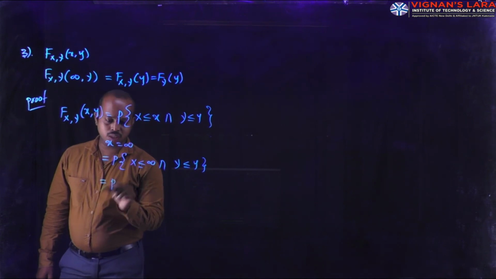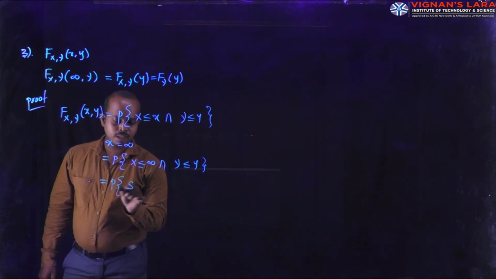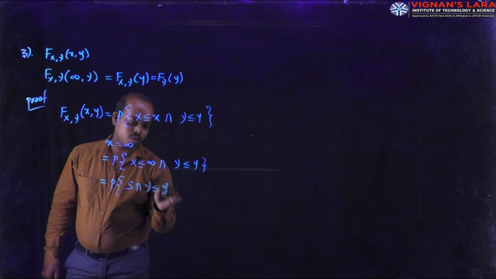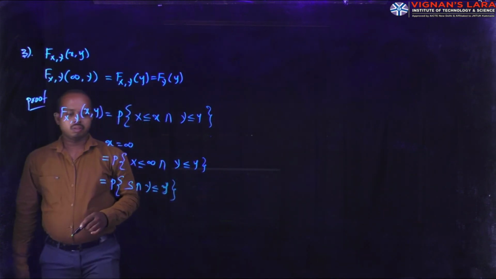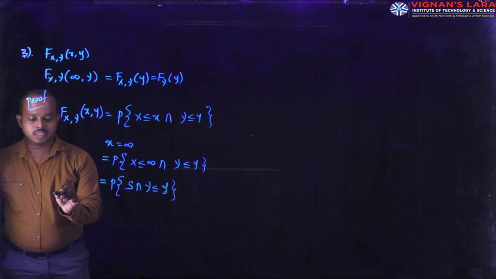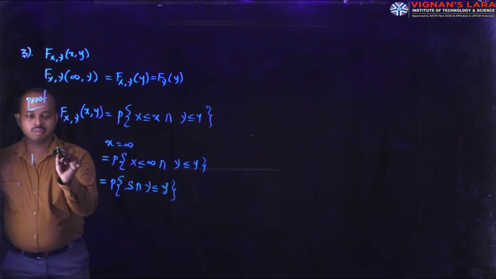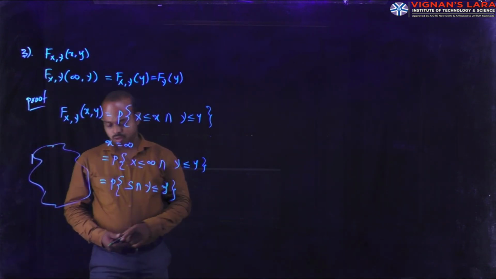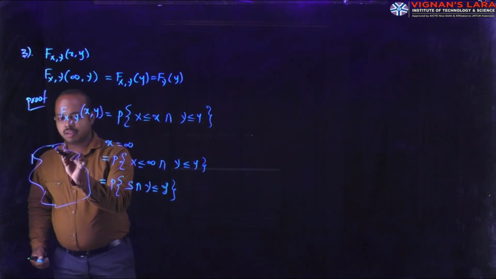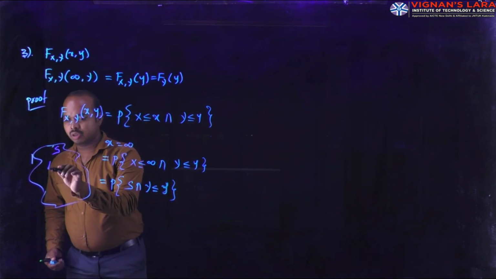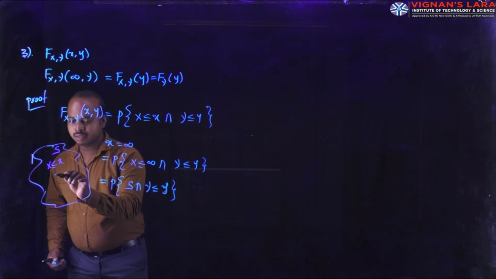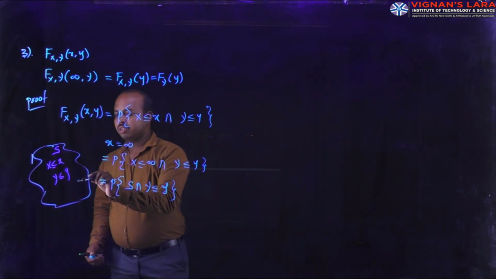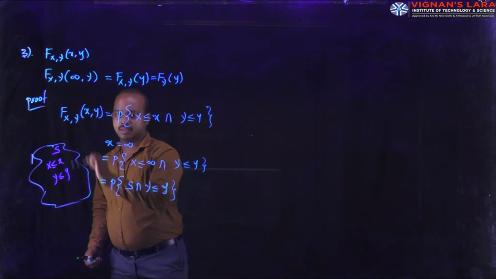This can be representing the sample space. You can write the sample space S intersection y less than or equal to small y. Already we have seen the same concept in the last classes. Consider the sample space. In this sample space, there are the events capital X less than or equal to small x and capital Y less than or equal to small y. These two events exist in this sample space.